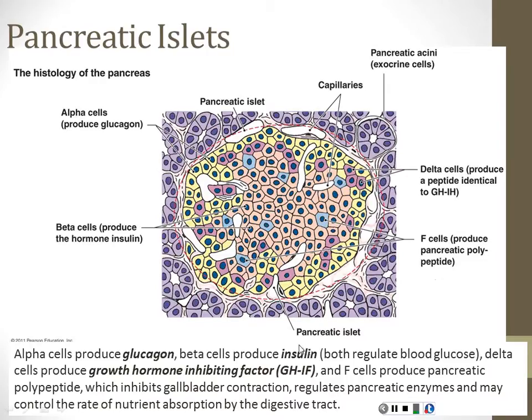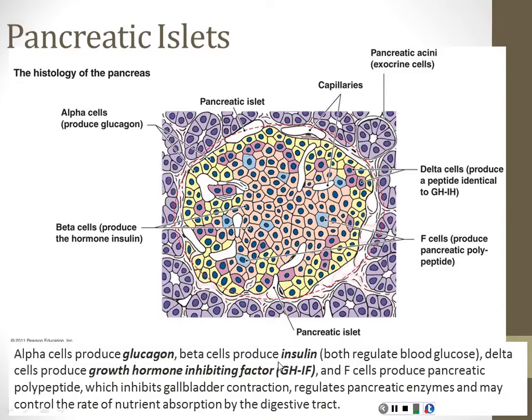All right, so the only 2 that we're going to really talk about in this class are glucagon and insulin. And I'll give you a little preview, and we'll pick up on it next time. Glucagon increases blood sugar levels. Insulin decreases blood sugar levels, glucose levels, okay?